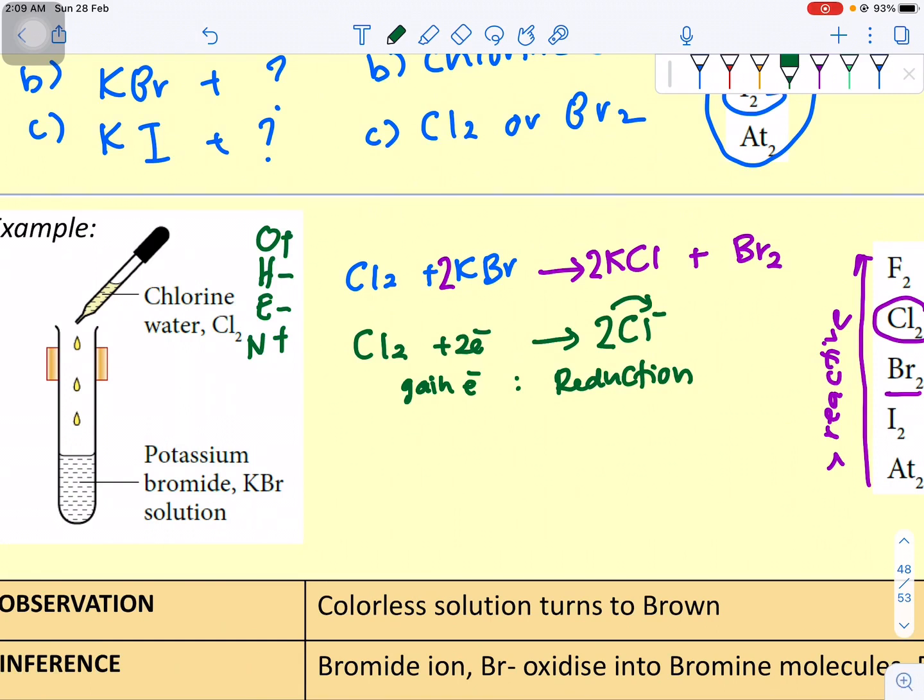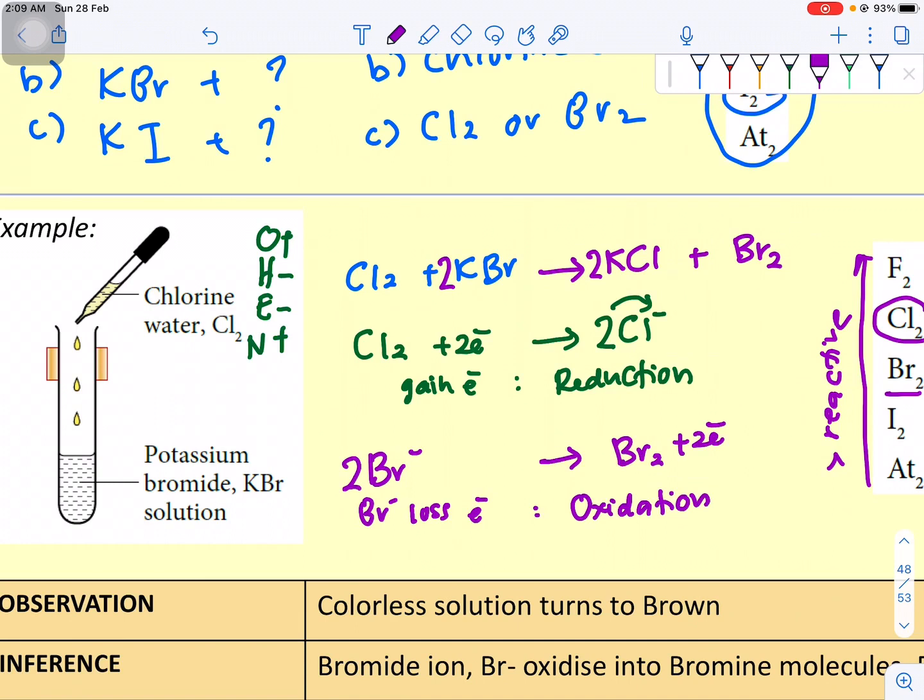Okay, whereby another one, siapa yang berubah? Berubah adalah daripada bromide turns to Br2 bromine. Balance the equation, put 2, and then how many electron? Also 2 electron will be on the right. Okay, so what happened? This time bromide lost electron. Bila lost electron, this is oxidation reaction.